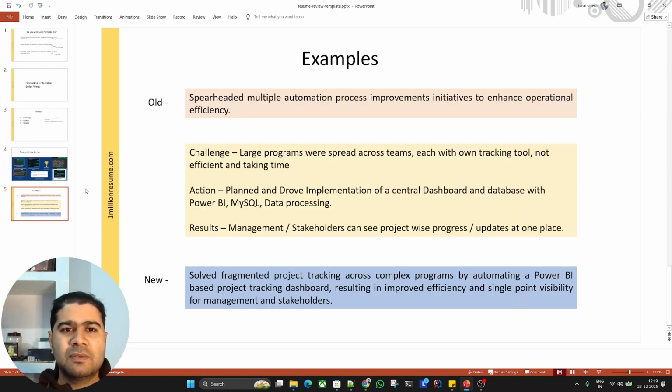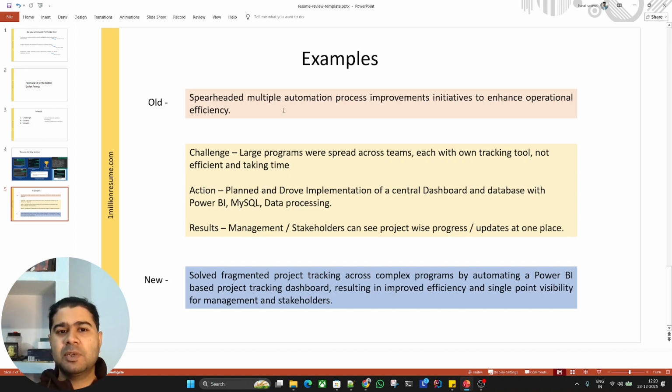I am taking an example of that PM resume at Adobe. Here the earlier client had written: spearheaded multiple automation process improvement initiatives to enhance operational efficiency. Now when I discussed more context with the client, he told me the challenge was it was a large program spread across multiple teams. Each team was doing their part of the tracking and using their own tool. So for PM level and stakeholder or management level, there was no single point of visibility. Tracking was very difficult.